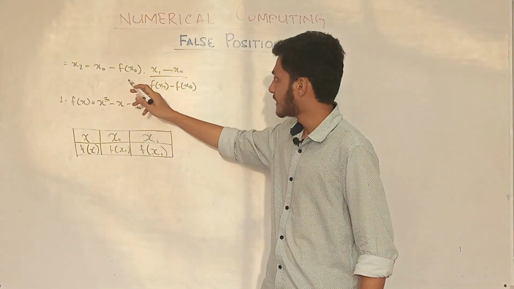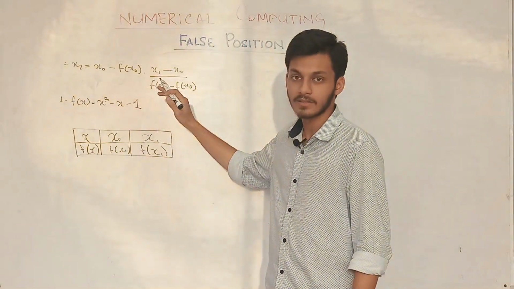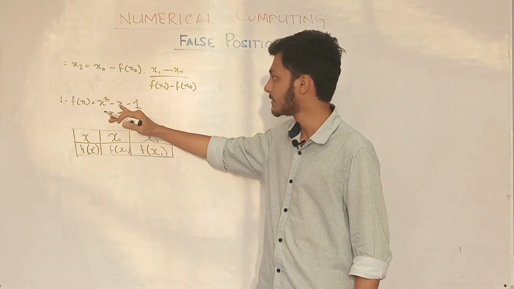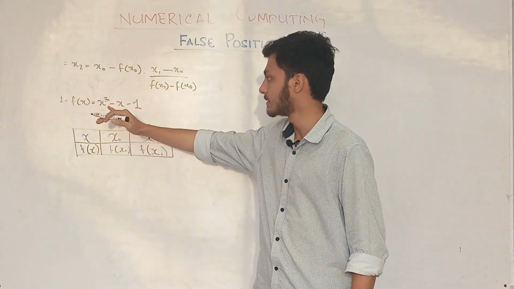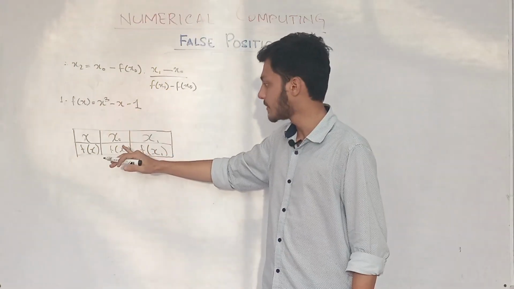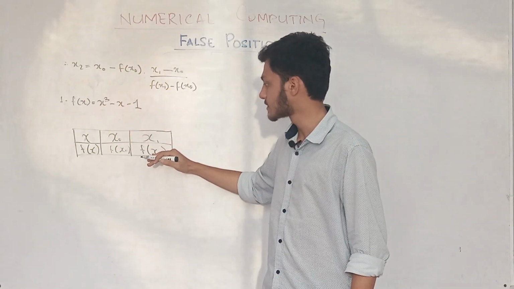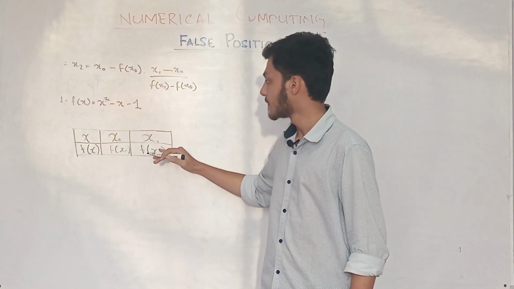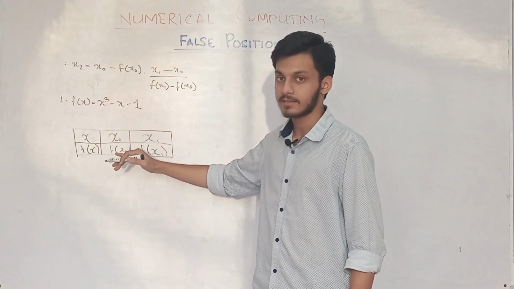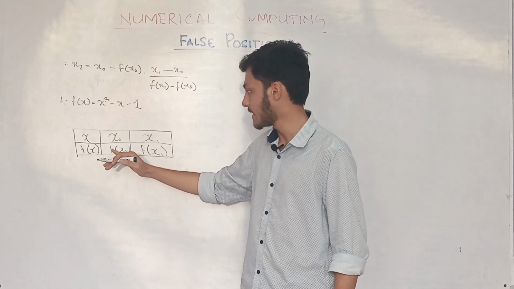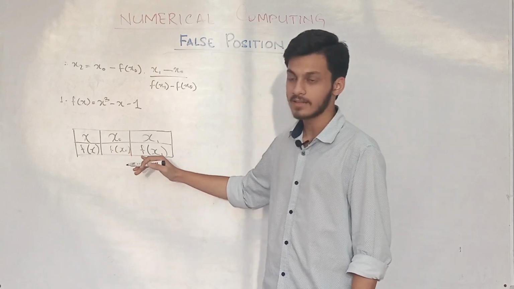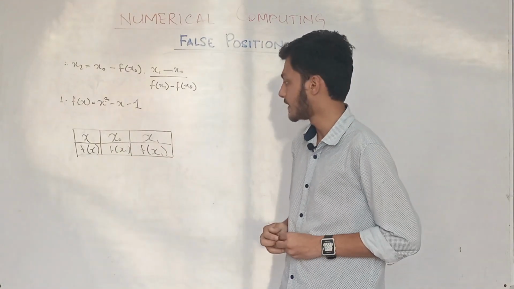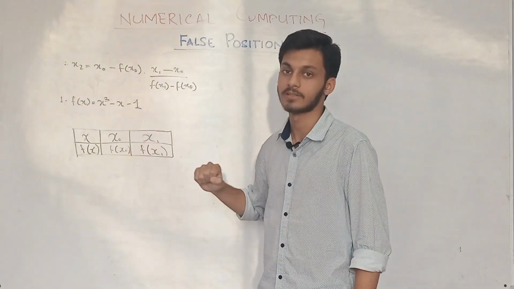Now we have taken two values, x0 and x1. We have determined these values by putting the values of x in this function. First of all, we will get x0 and then we will get x1. Now, in this case, the sign of f(x0) is negative and the sign of f(x1) is positive, and we have to find the root which lies between these two points.